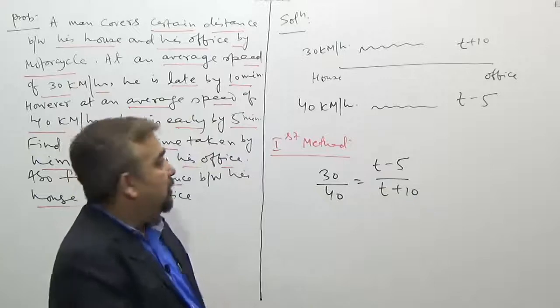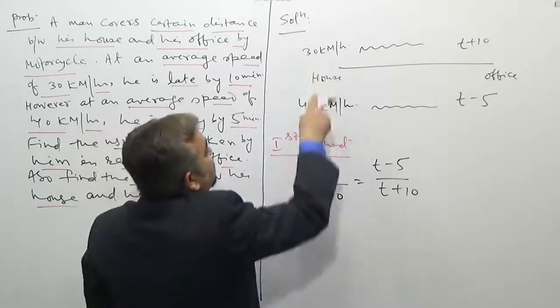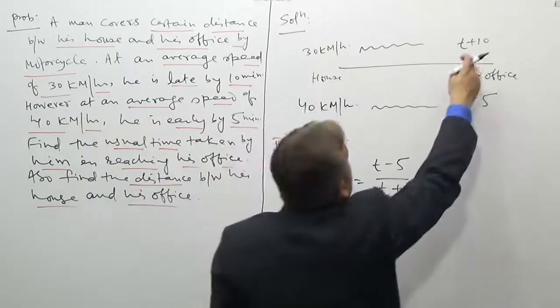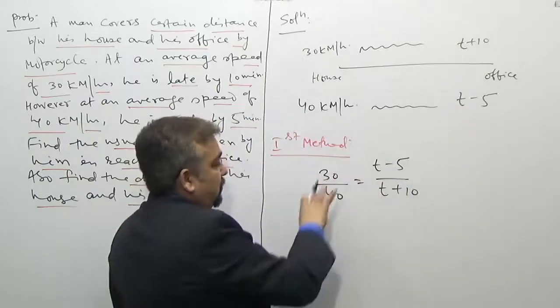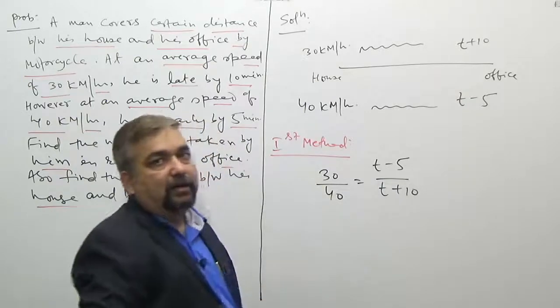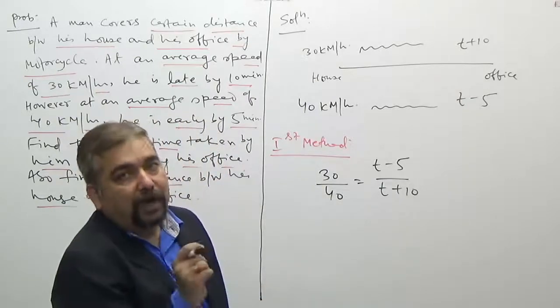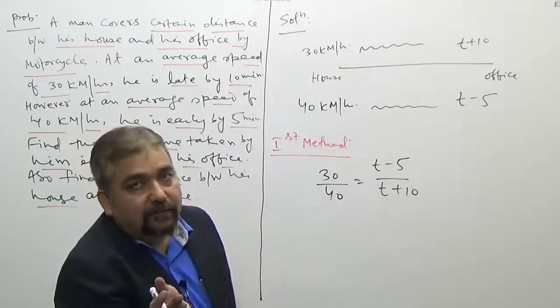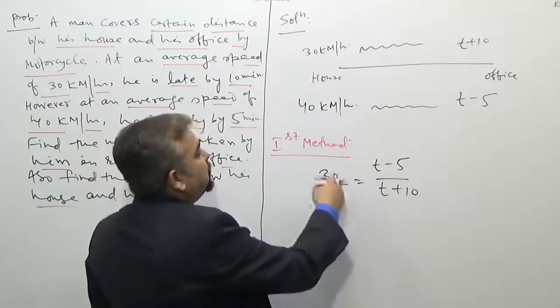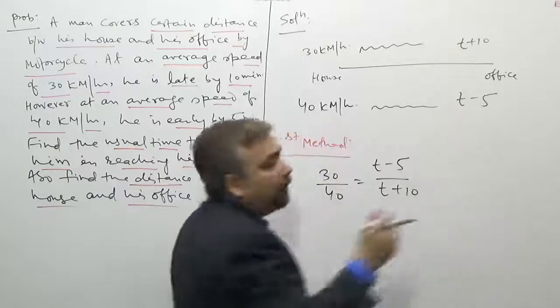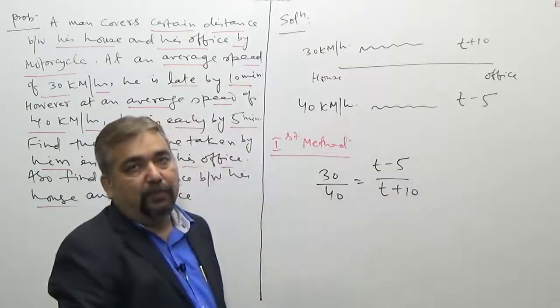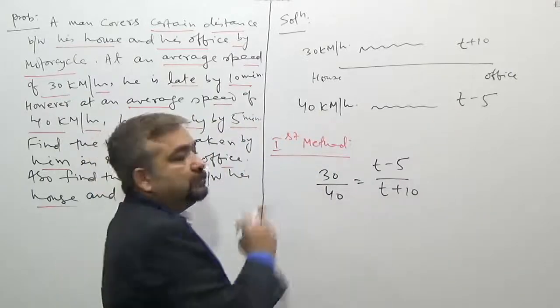One thing to note here, unit of speed is kilometer per hour, unit of time here is minute. But I have used them here as they are. You know that ratio is a pure number, that is unitless. That's why I have not converted these two into hour. Ratio is a pure number, it is without unit.